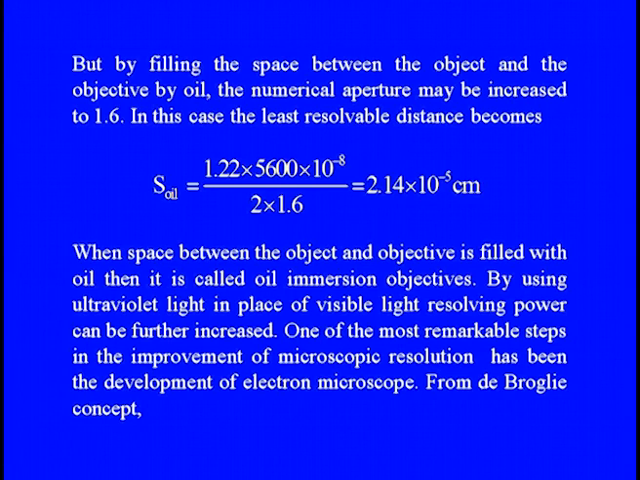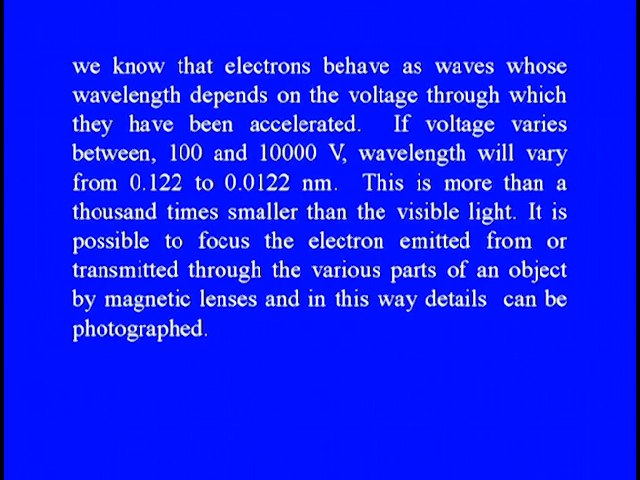From de Broglie concept, we know that electrons behave as waves whose wavelength depends on the voltage through which they have been accelerated. If voltage varies between say 100 to 10,000 volt, wavelength will vary from 0.122 to 0.0122 nanometer. This is more than 1,000 times smaller than the visible light.